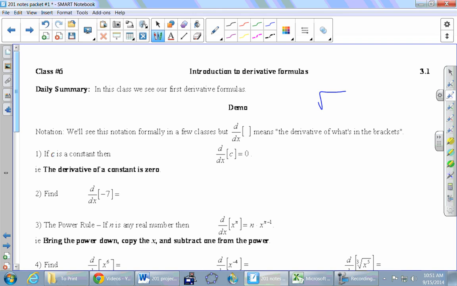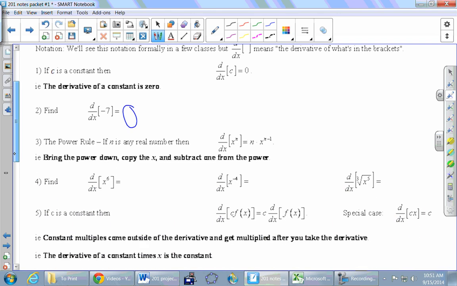Okay, our very first rule. If c is a constant, then the derivative of c is 0. In plain English, the derivative of a constant is 0. The derivative of any constant is 0. So for example, in number 2, when I ask you to find the derivative of -7, what's the answer? 0. The easiest derivatives to find. Derivative of any constant is 0.